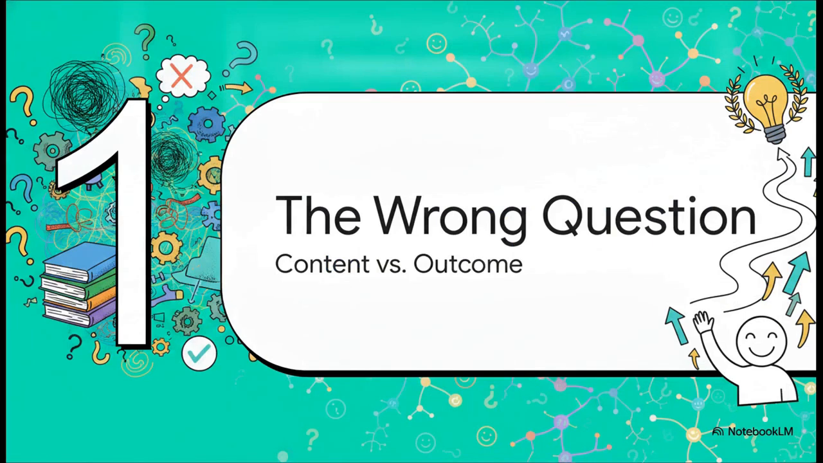Section 1. The wrong question. Content versus outcome. As we just touched on, content-first teaching inevitably leads to passive learners because it's built entirely around the teacher's expertise, not the learner's actual needs. Let's look at how to flip that and start the right way.